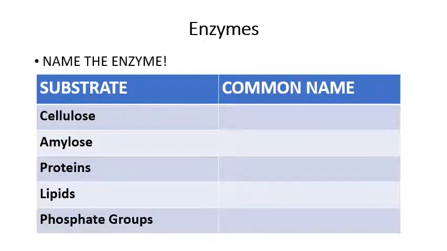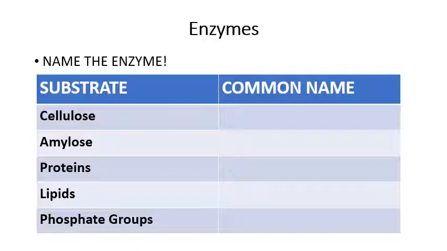Okay, so let's practice naming these enzymes one more time. What do you call enzymes that break down cellulose? What do you call enzymes that break down amylose? What about enzymes that break down proteins? Enzymes that break down lipids, and enzymes that remove phosphate groups? Okay, let's have a look. You can stop the recording if you want to guess.